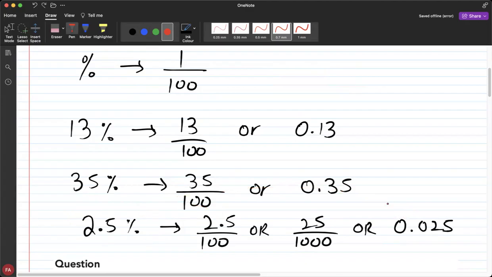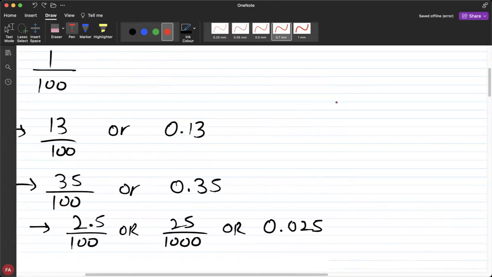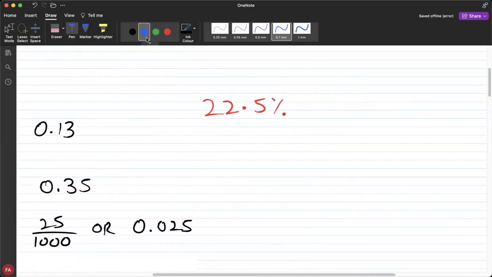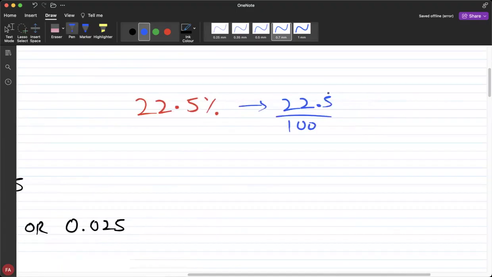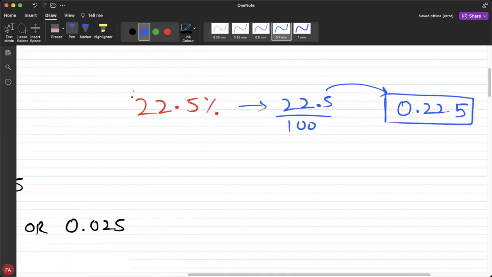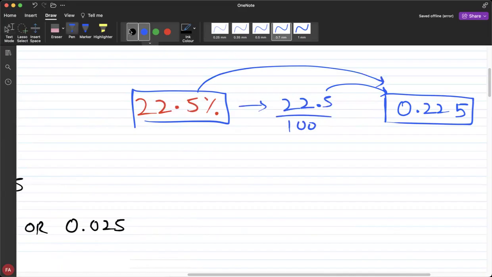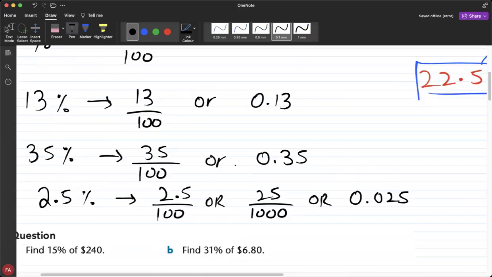You should be able to convert any percentage into a fraction or a decimal. That's just my preference. So what about 22.5%? Again, I'm sure you can also convert this as well. This would be 22.5 over 100. And if I convert this directly into a decimal value, that's going to be 0.225. So you need to understand that this is the same thing as 0.225. So now that you have this rudimentary understanding of percentage, let's have a look over some questions.